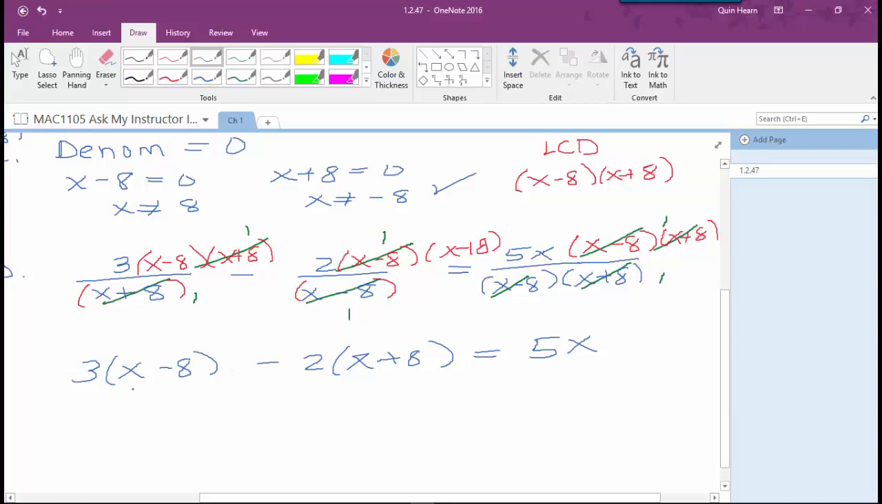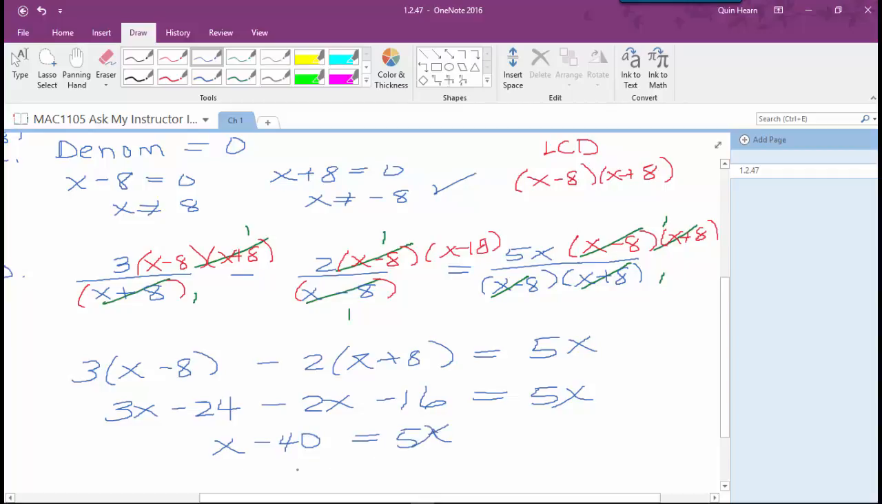This looks like it's going to be linear because there's no powers on the x. Sometimes our problems in this class turn out to be quadratic as well. So 3x distributing through the parentheses, 3x minus 24 minus 2x minus 16 equals 5x. Be careful with your signs there. We're going to combine like terms. 3x minus 2x is just x. Negative 24 minus 16 is going to be negative 40 equals 5x.